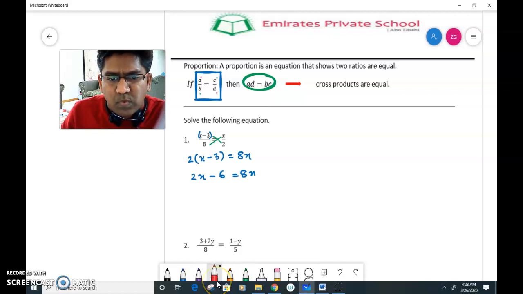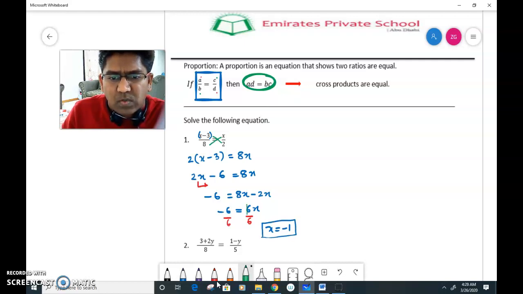I'll shift the smaller term 2x to the right hand side. So I'll get here minus 6 as it is, 8x will stay as it is, and plus 2x goes to the right, it will become minus 2x. 8x minus 6 equal to 8 minus 2 is 6x. Divide both sides by 6 and I get my final answer, x equals minus 1, as 6 and 6 will get cancelled. You will get 1 on the left hand side. These two 6 will also get cancelled. So finally I'll get answer here minus 1.